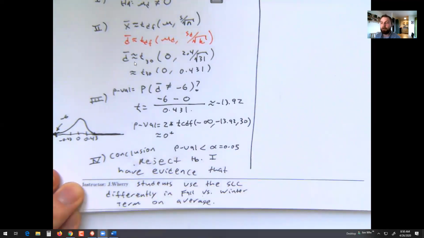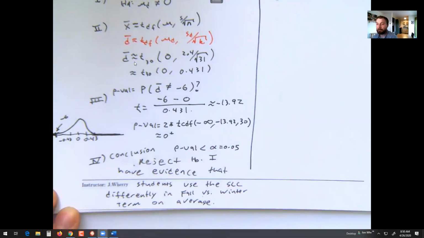But this doesn't tell me which term they use the Student Learning Center more, and it doesn't tell me how much more. If I'm asking a question of how much, that's a confidence interval question. If I'm just asking, does there appear to be a difference, that's a hypothesis test question. In general, hypothesis tests end up being some sort of yes or no thing, and a confidence interval ends up being a range of values.